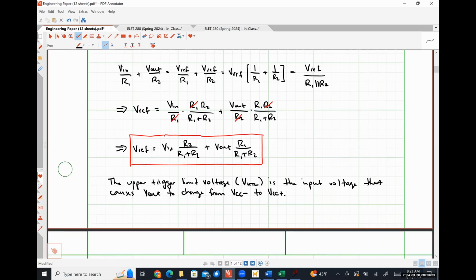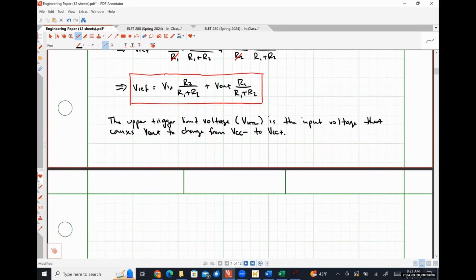So if we wanted to solve for our upper trigger limit voltage, we would have something like this. VREF would be equal to V upper trigger limit times R2 over R1 plus R2 plus V out. Well, V out in this case will be VCC minus because that's the low state, right? So it starts at VCC minus, and once we exceed the upper trigger limit, it swings high.